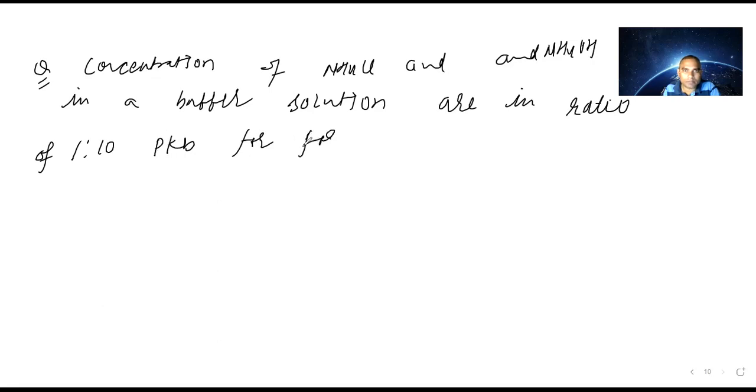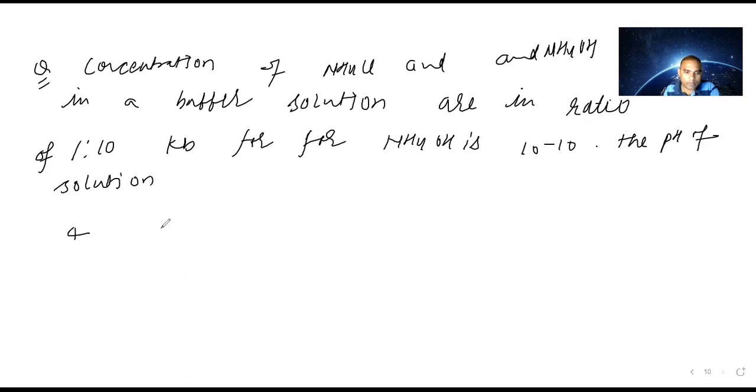The Kb for NH4OH is 10 power minus 10. Sorry, pKb, not Kb. So 10 power minus 10 would be Kb. Then they are asking the pH of the solution. It's a very easy one.